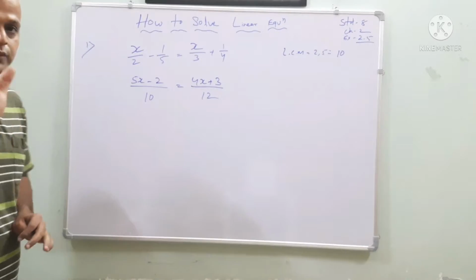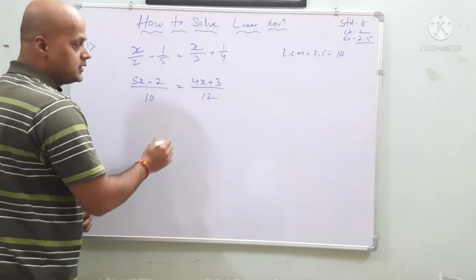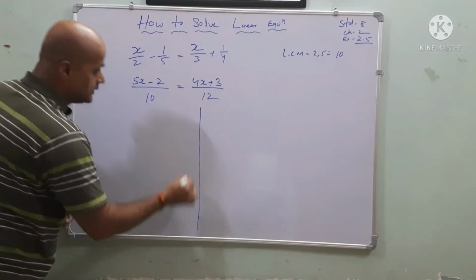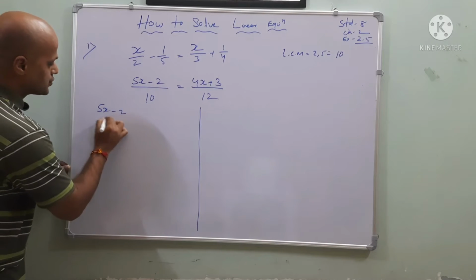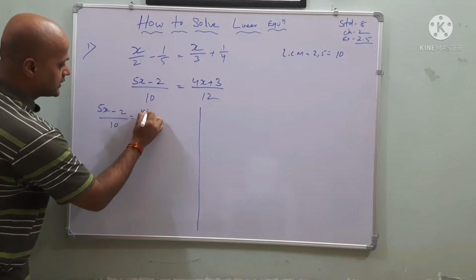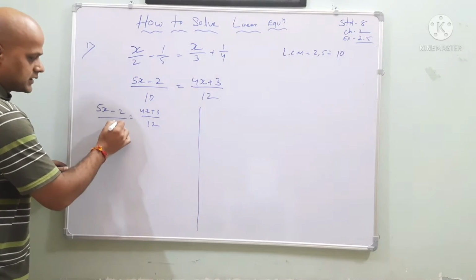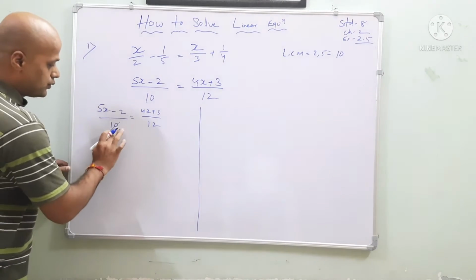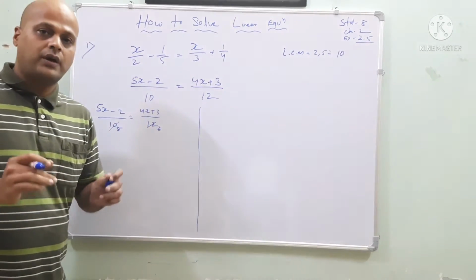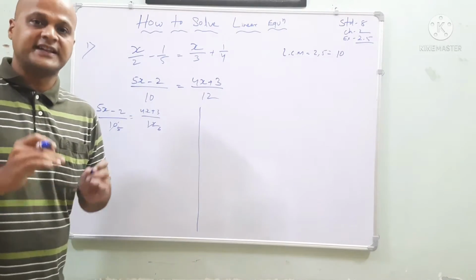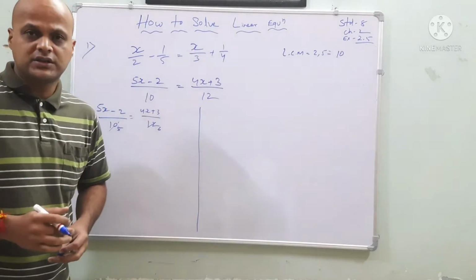Now here two methods are there. Either you can cancel these two because these are even numbers, or use the cross multiplication process. So we will go through both. First, 5x minus 2 by 10 is equal to 4x plus 3 by 12. By cancelling, you can cut it like this: 2 fives are and 2 sixes are. If you have any problem with the cancellation process, you can go directly to the cross multiplication process we studied in the previous class.